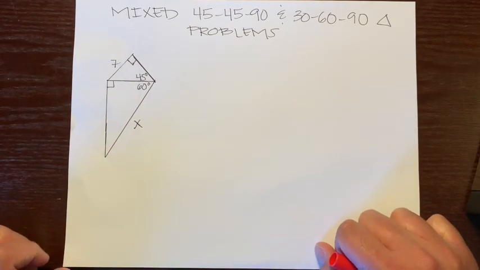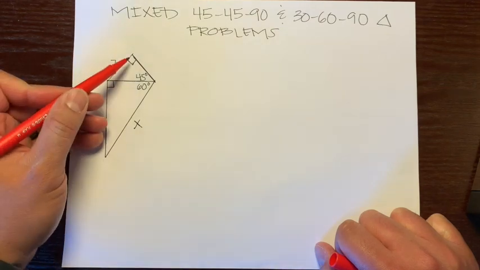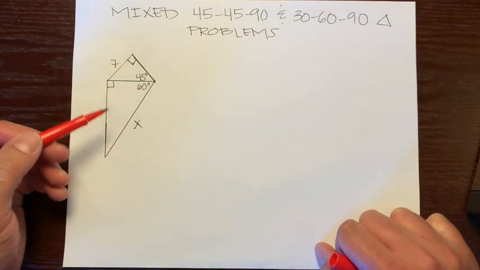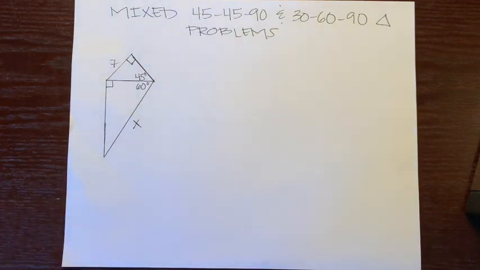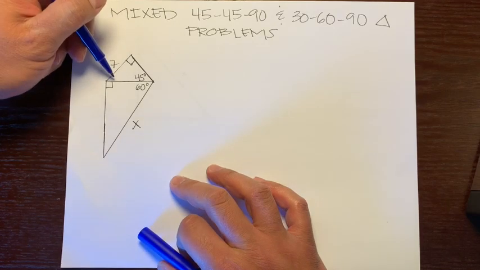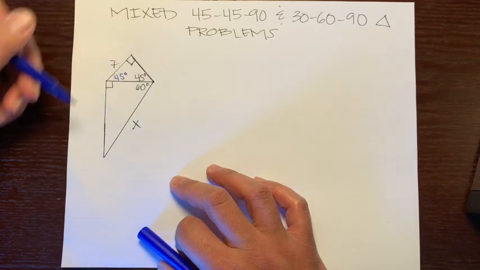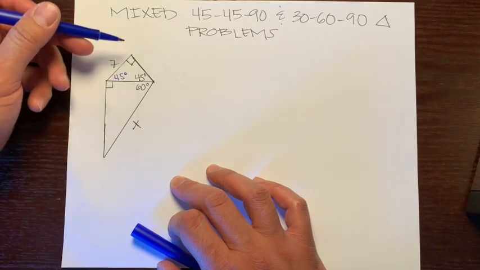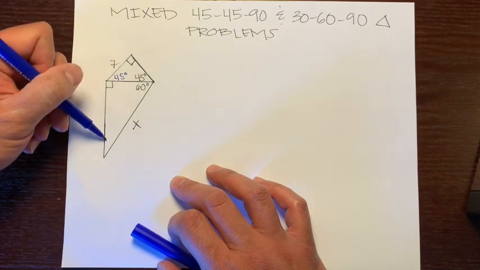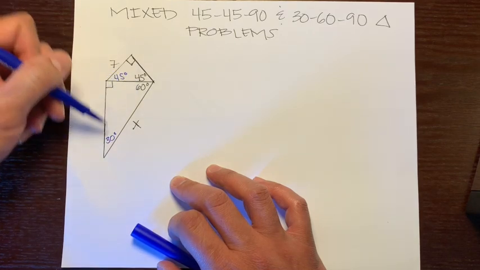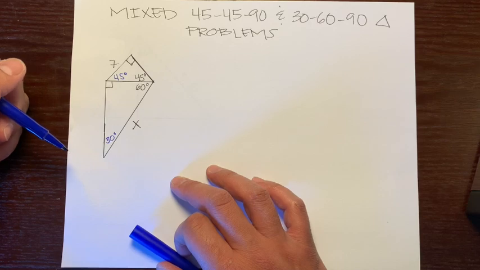Hello, this is Mr. Quinola, and I'm going to show you how to do a mixed problem with a 45, 45, 90 triangle and a 30, 60, 90 triangle. We know that this is a 45, 45, 90 triangle because this has to be 45. If we use the triangle sum theorem, these three angles add up to 180 degrees, and this angle has to be a 30-degree angle because if we use the triangle sum theorem, these three angles add up to 180 degrees.